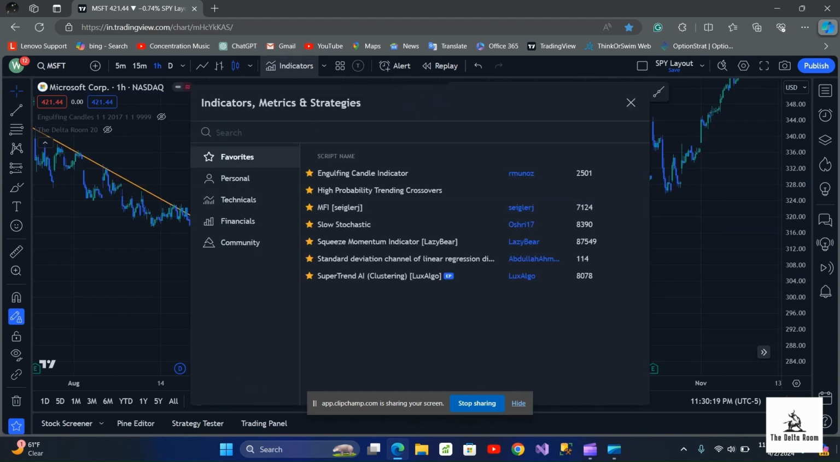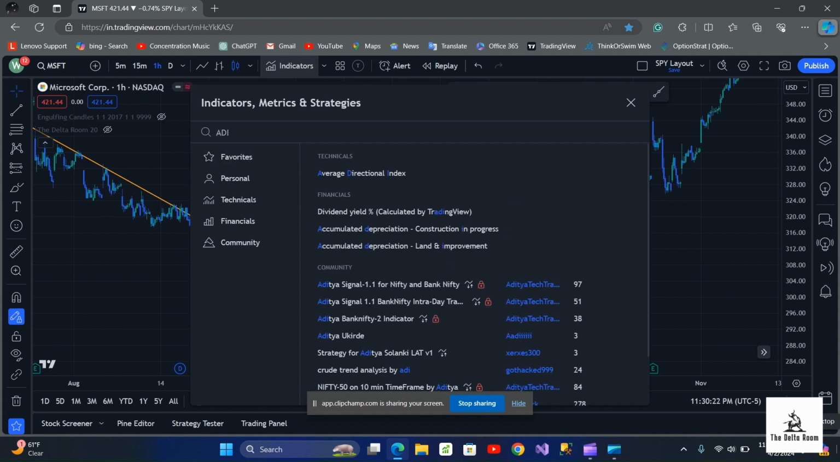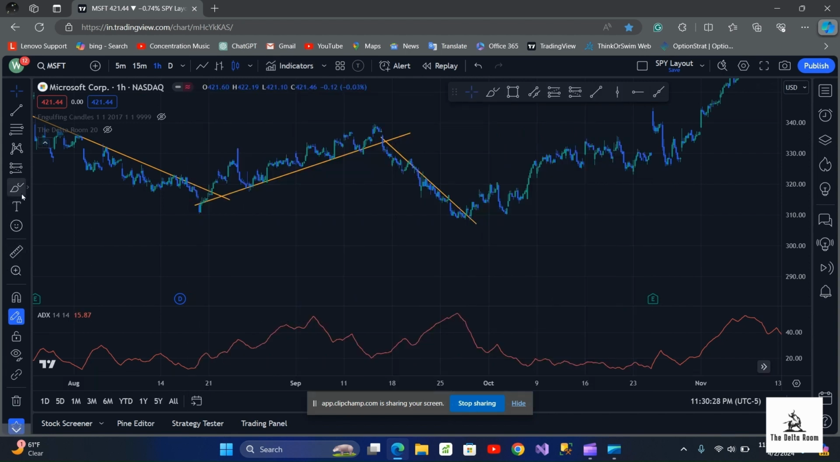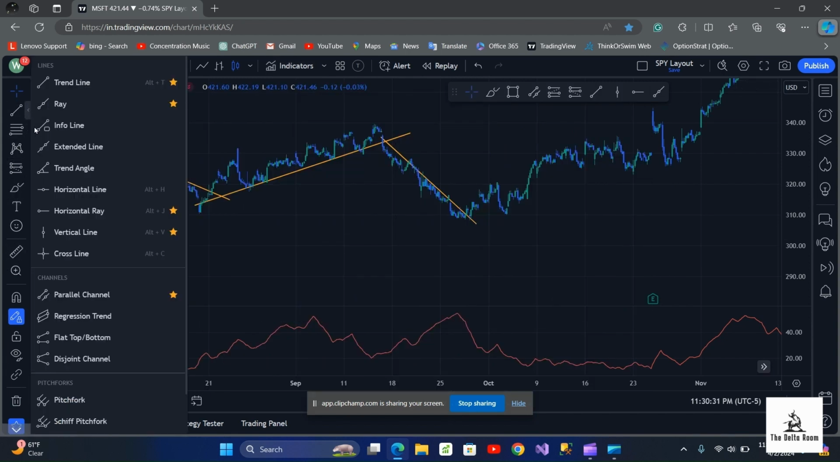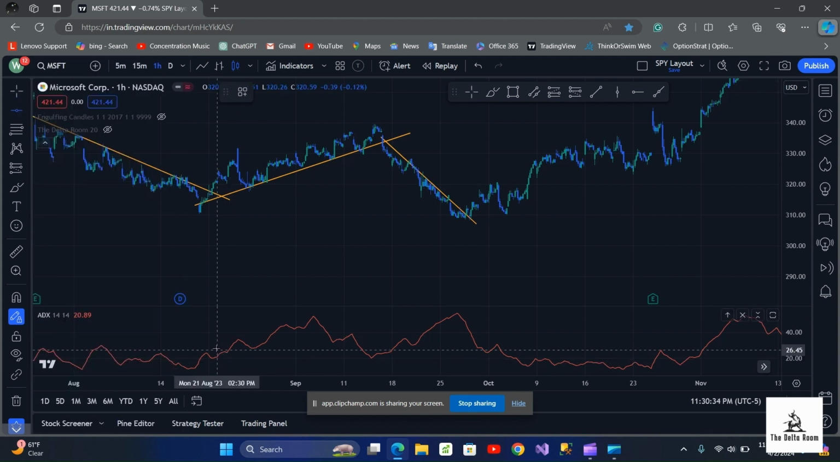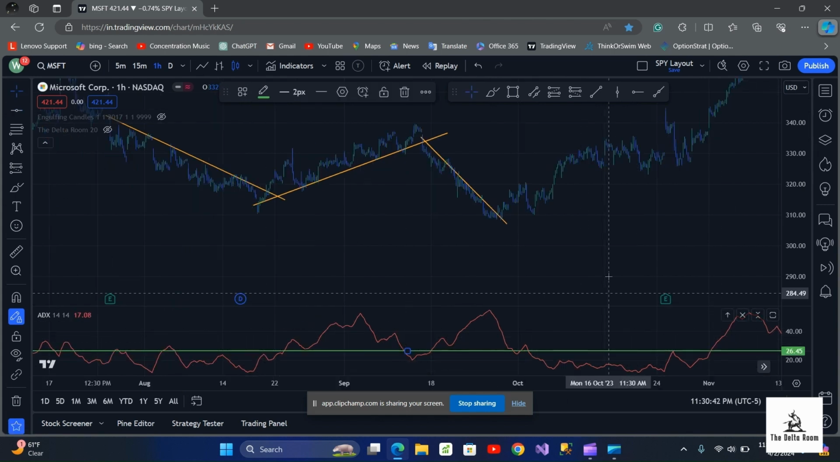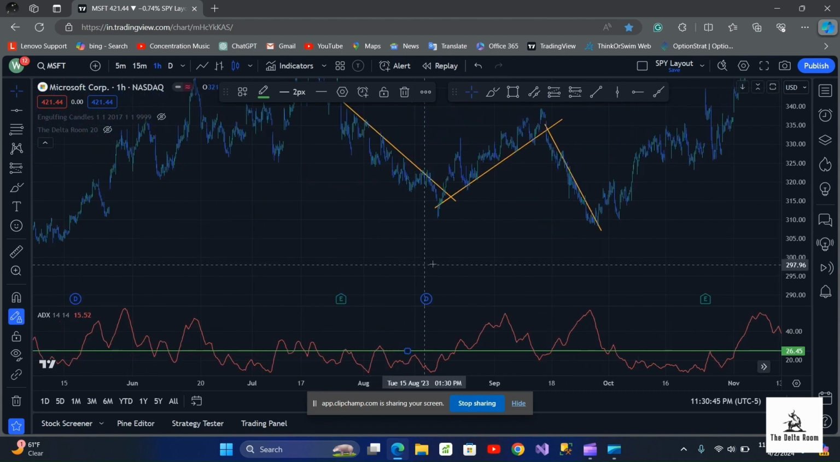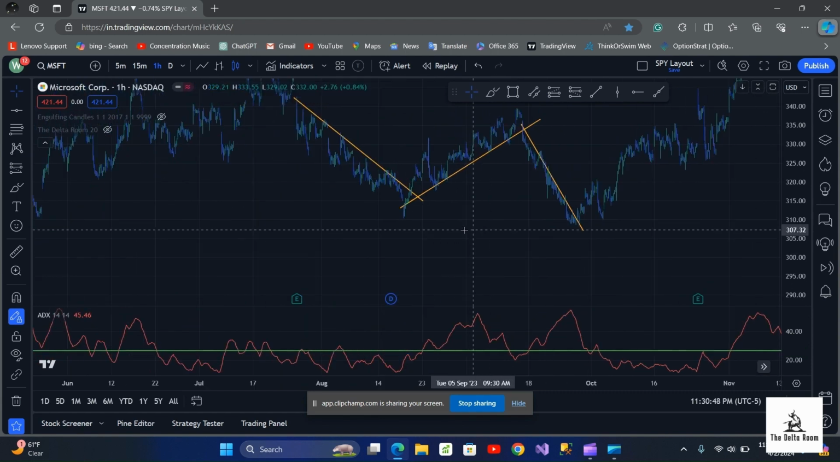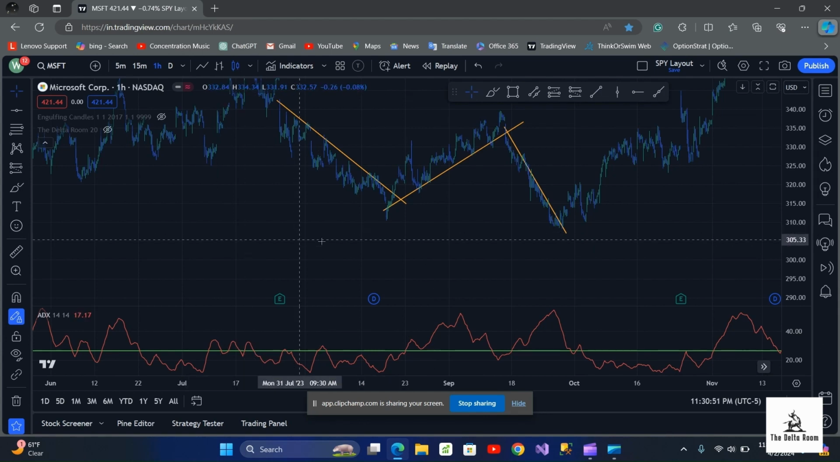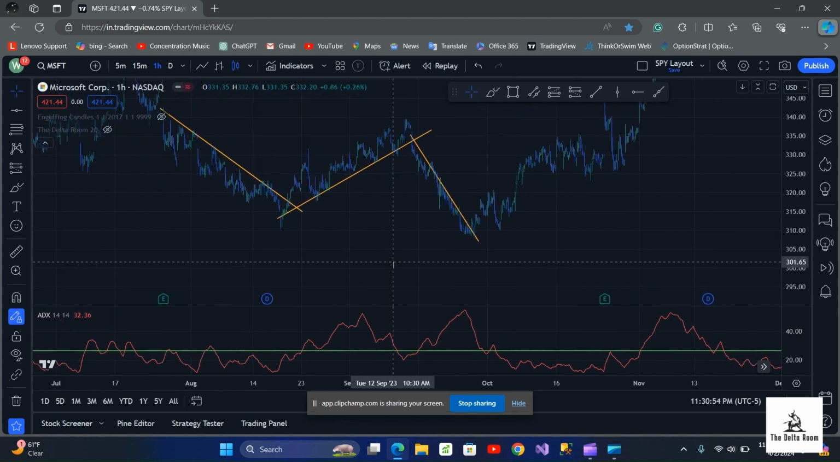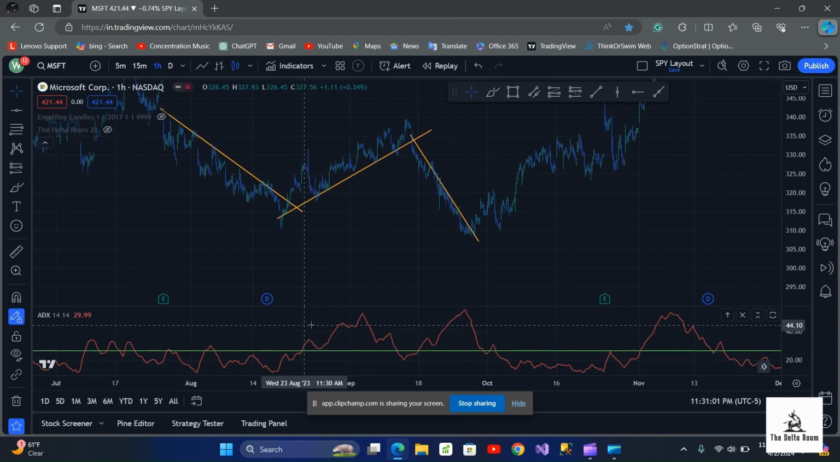So something that I like to use is the average directional index. Sometimes I use this, and what I like to do is draw a horizontal line over here somewhere around 25, okay, on this indicator, right? So basically this indicator can be used as a filter to separate the choppy market from the trendy market. So whenever it's above 25, it's more of a trendy market.